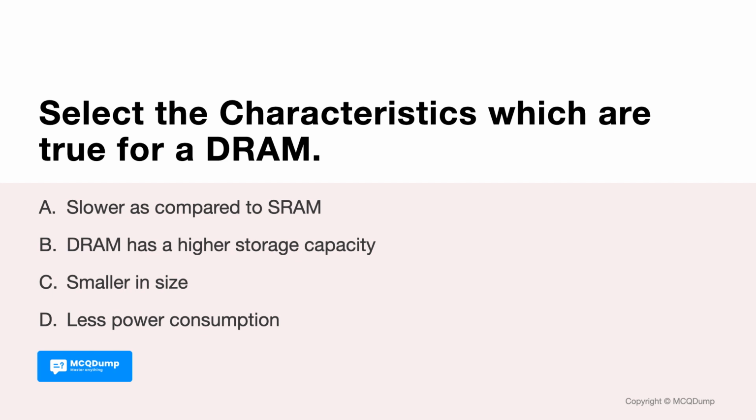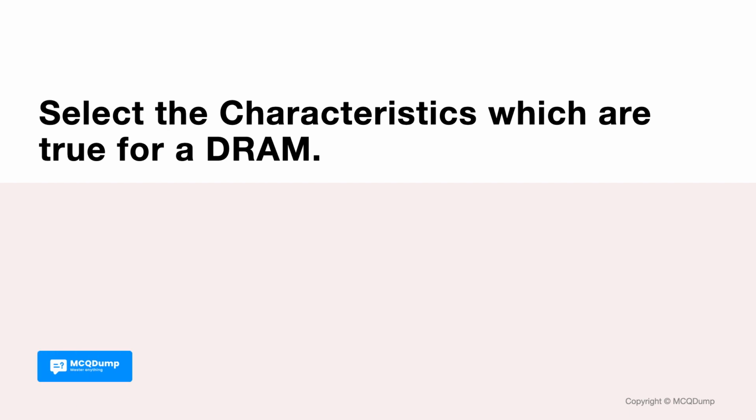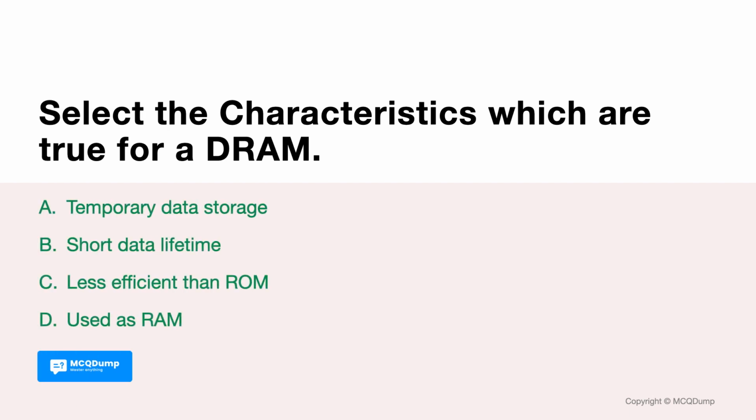Options are A. Slower as compared to SRAM. B. DRAM has a higher storage capacity. C. Smaller in size. And D. Less power consumption. Answer is all the options are true.